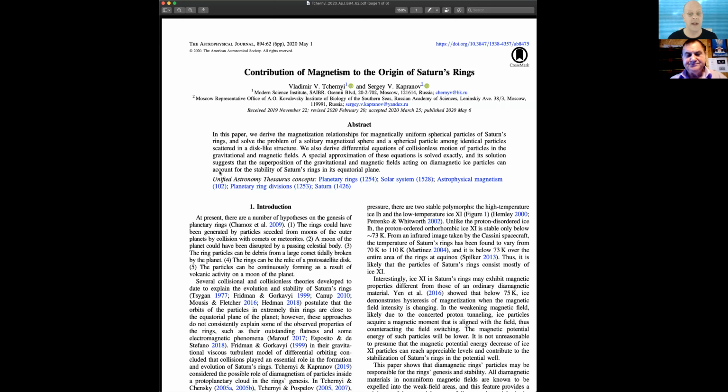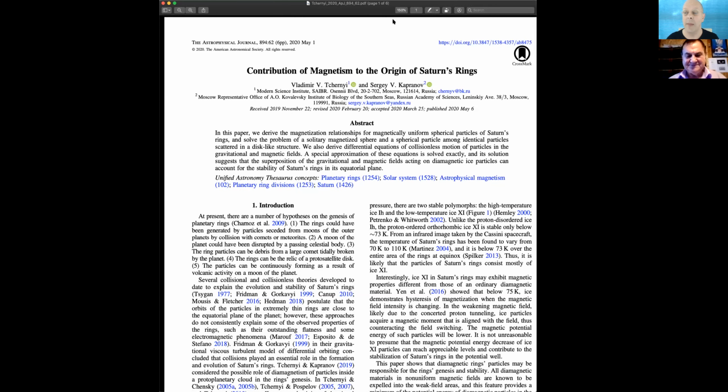Okay, so let's clue people in on what the paper is before we get too much further into it. The paper we're going to be talking about today is a lovely APJ paper on the contribution of magnetism to the origin of Saturn's rings. Vladimir, I think you had some stuff you wanted to share before we started getting into the paper. Is that right? You had some reference list you wanted to cover?